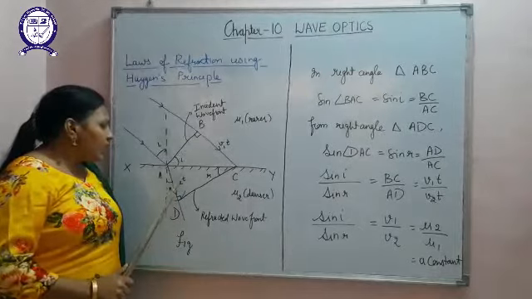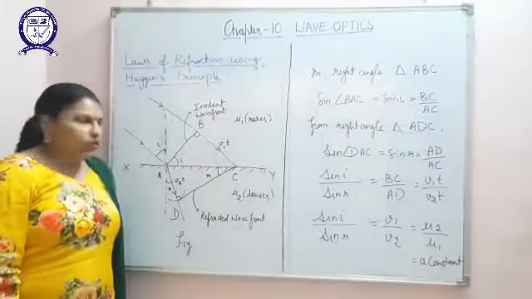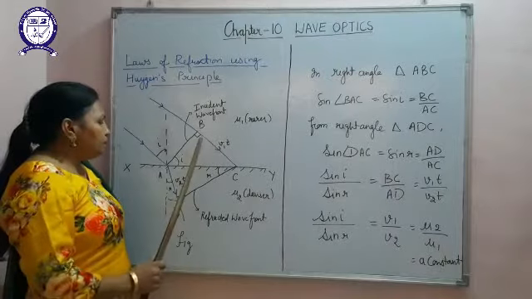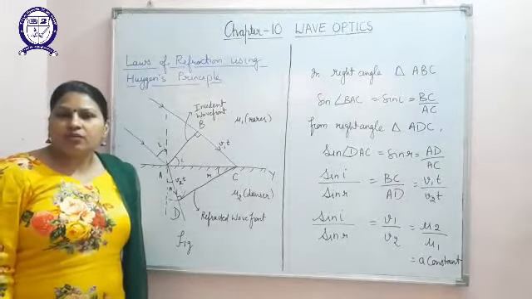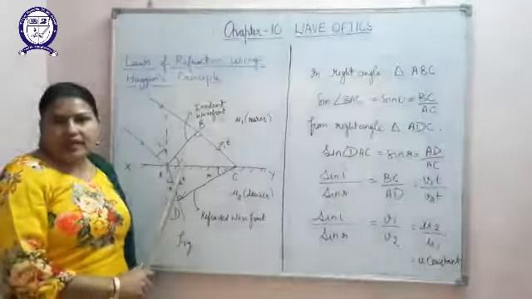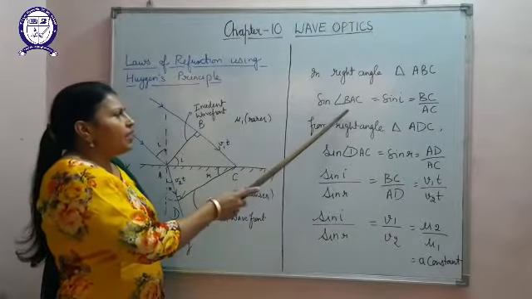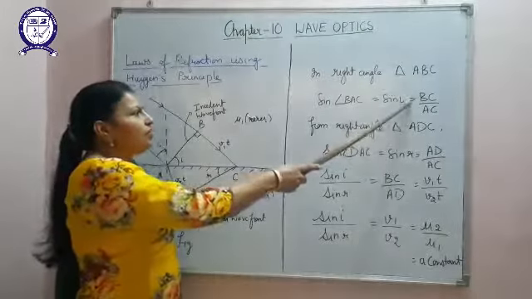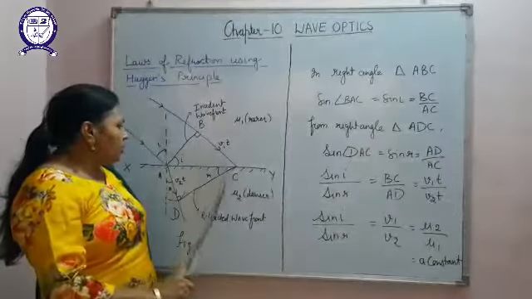This is the angle of incidence i for the incident wavefront, and this is the angle of refraction for the refracted wavefront. Now, after completing this diagram, we are going to prove Snell's law by using the Huygens principle. In the right angle triangle ABC, we can calculate sine i. Sine of angle BAC, which is sine i, the incidence angle, is given by BC by AC, which is perpendicular upon hypotenuse.